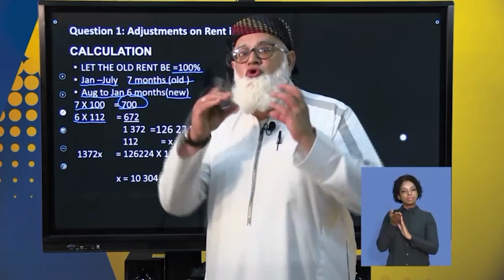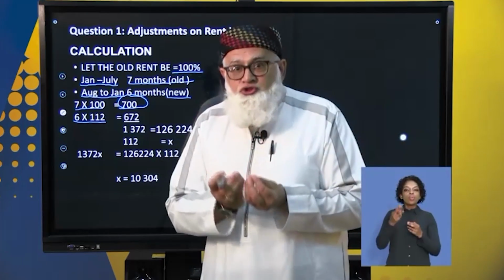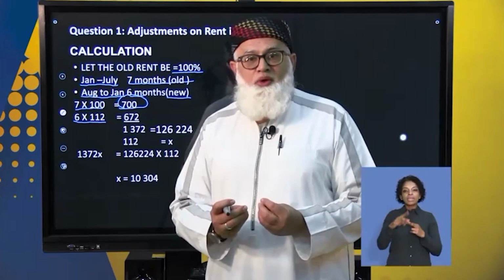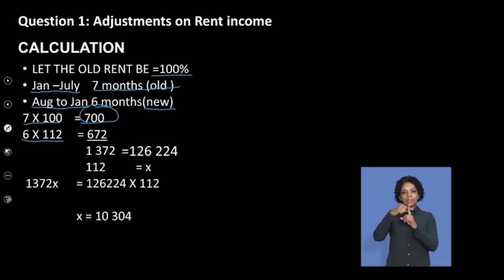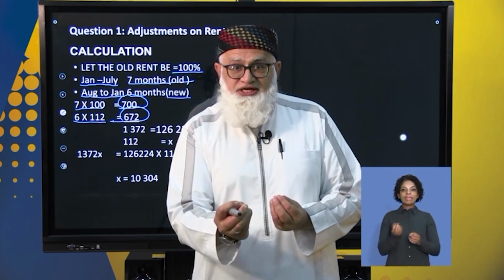Therefore, your new rental is now 112. Where am I getting 112 from? 100 plus the 12% will give me 112. That's my new rental, which is equal to 672. Right? So I've now got my entire year, but I've got it in terms of percentages.